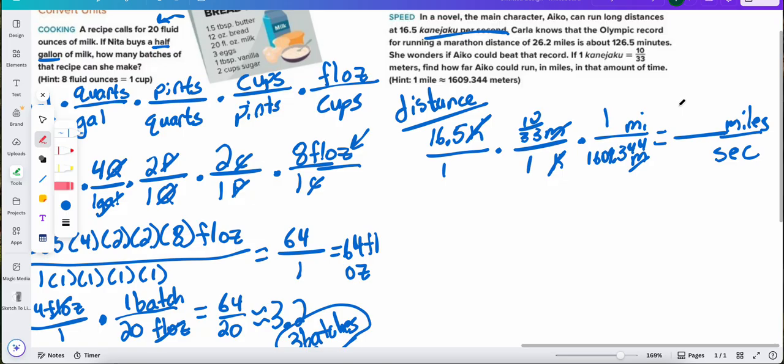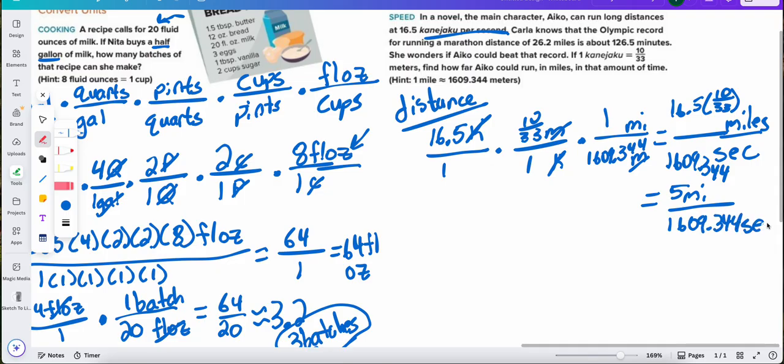So we're going to be taking 16.5 times 10 over 33, and then dividing it by 1,609.344. If we multiply those, 16.5 times 10 over 33 is going to get us 5. So this would be 5 miles in 1,609.344 seconds. Okay.